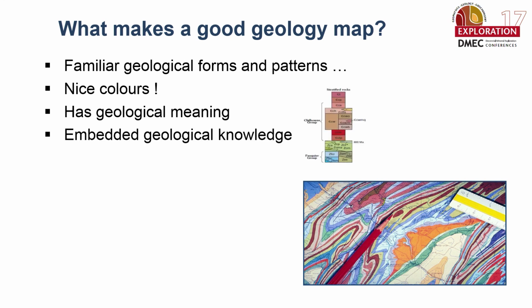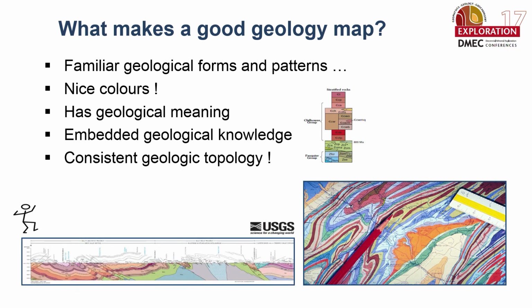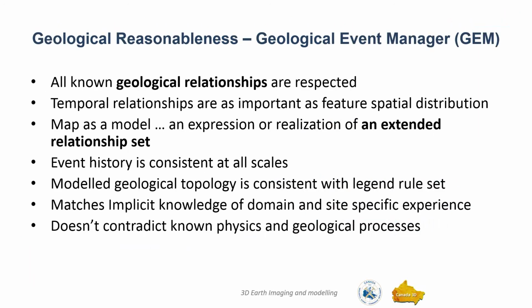And that's because there's embedded geological knowledge in a map, such as a stratigraphic column, for example. So there's a consistent geological topology, and that means that the geological relationships are actually the most important thing that is being represented in a map. So we try to encapsulate this in what we call the geological event manager, which tries to keep these relationships intact. This is a quick summary of what we're trying to embed in them.